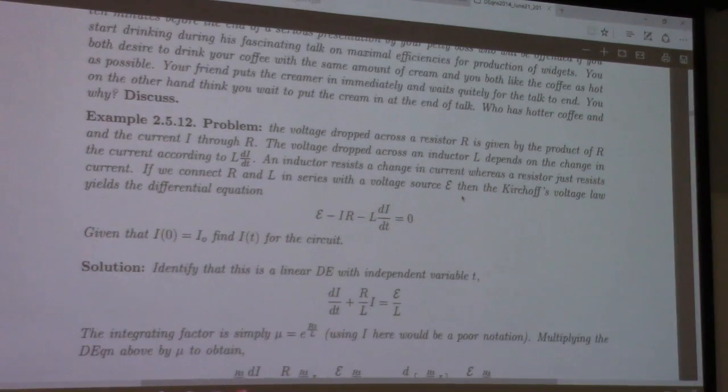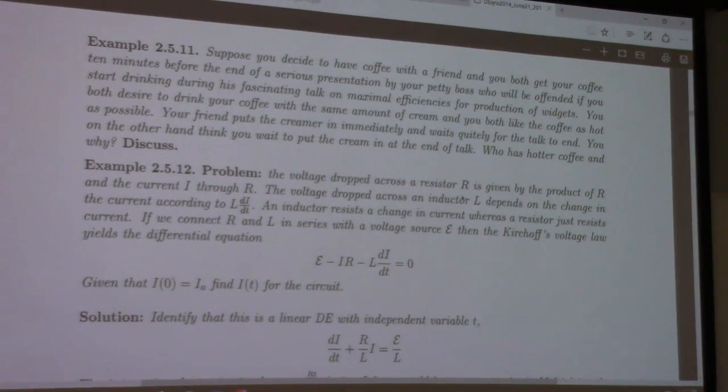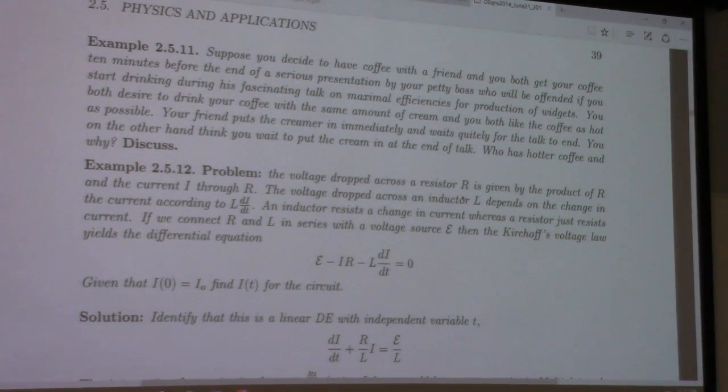There's a fun conceptual question there. Suppose you decide to have coffee with a friend. You both get your coffee 10 minutes before the end of a serious presentation by your petty boss, who will be offended if you start drinking coffee during his fascinating talk on maximal efficiencies for production of widgets. You both desire to drink your coffee with the same amount of cream, and you both like coffee as hot as possible. Your friend puts creamer in immediately and waits for the talk to end. You, on the other hand, think you'll wait to put the cream in at the end of the talk. Who has the hotter coffee and why?